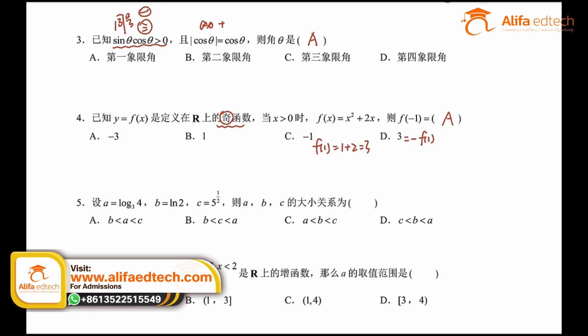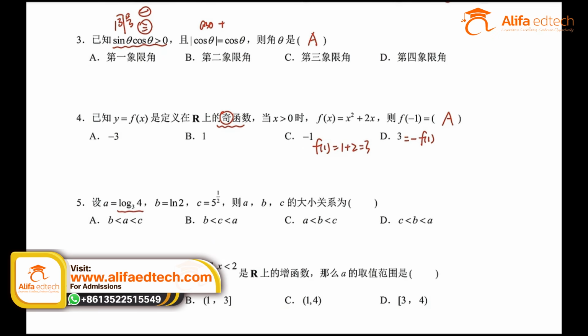Okay, the next one is a comparison of magnitudes. It has both logarithmic and power structures. The core idea we should use is to find an intermediate value in this process to help us compare the magnitudes. That will be enough. Okay, for this value, the logarithm of 4 with base 3, log base 3 of 4, at this point we must consider numbers like 0 and 1. 0 is log base 3 of 1, and 1 is log base 3 of 3.